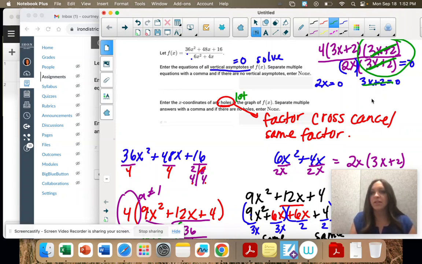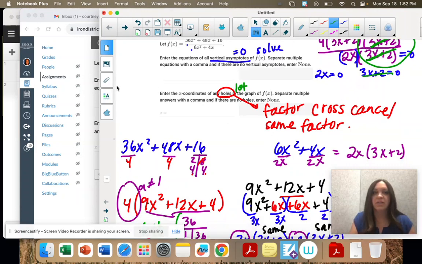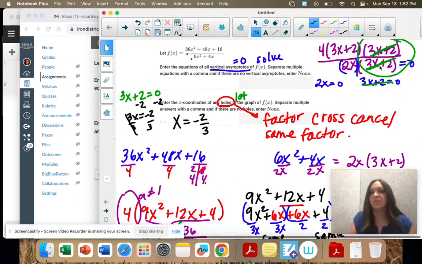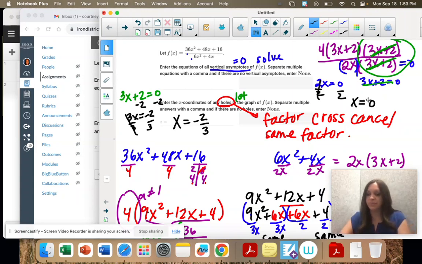So our hole is this factor, 3x plus 2. So we're going to set it equal to 0 and solve. There's our hole. x equals negative 2/3. And then our asymptote is just this one. So x equals 0. And I'm going to graph it so you can see what's going on.